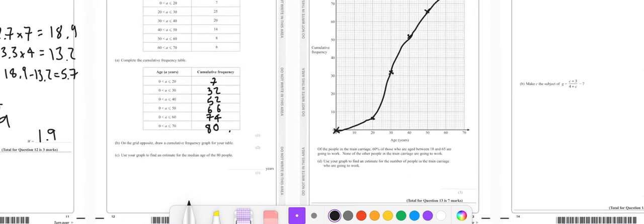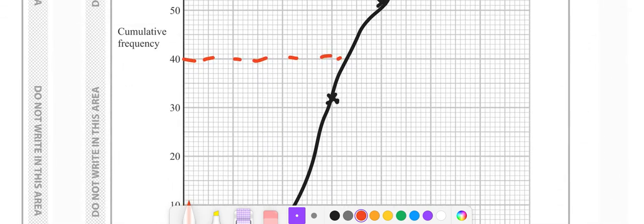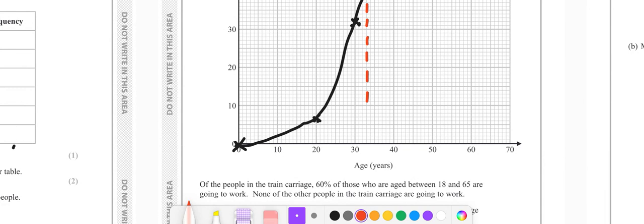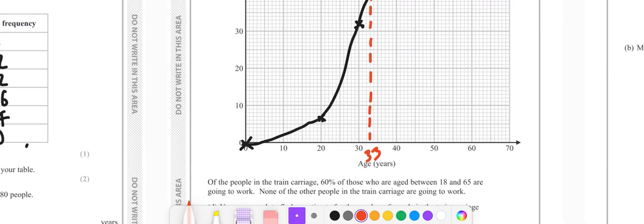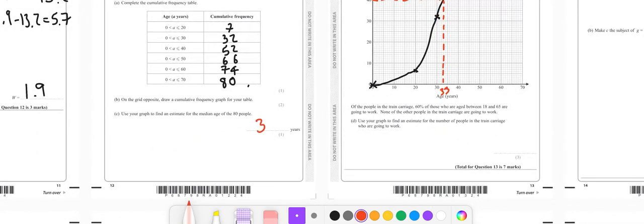There we go. And then we're going to find the median. Let's use a different colour. The median is the middle person. We've got 80 people, so we want to go along at 40. Try and just zoom in. Looks pretty good on that. And that goes up in 1, so I make that 33. Interestingly, in the mark scheme, you get everything from 32 to 34. So I'm going to go with 33.